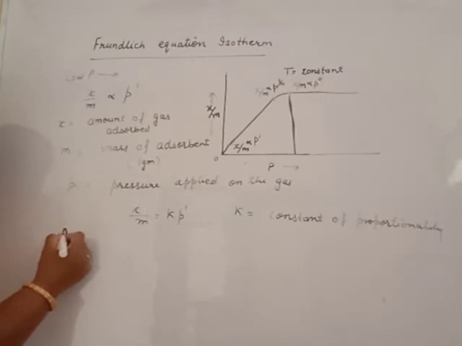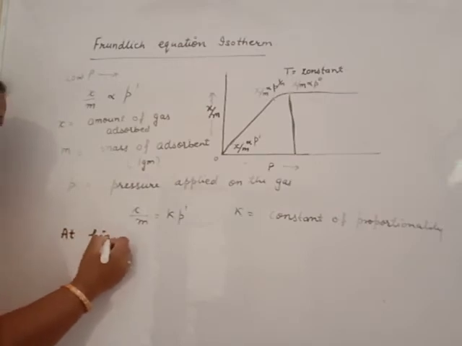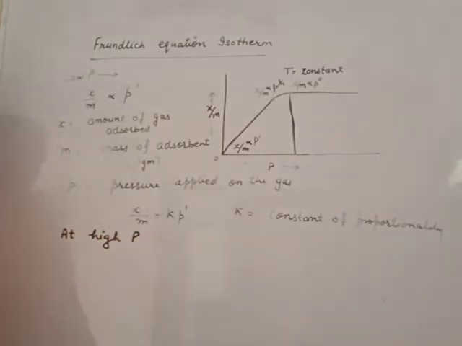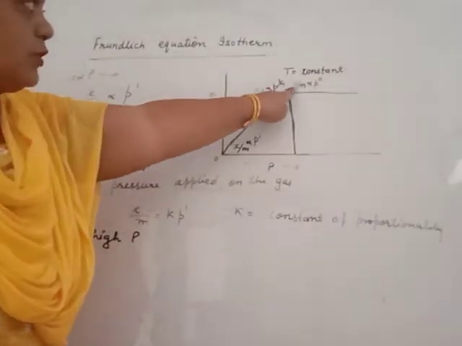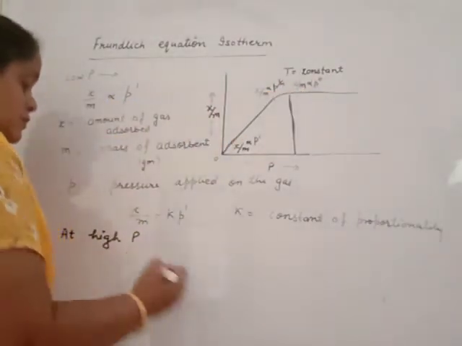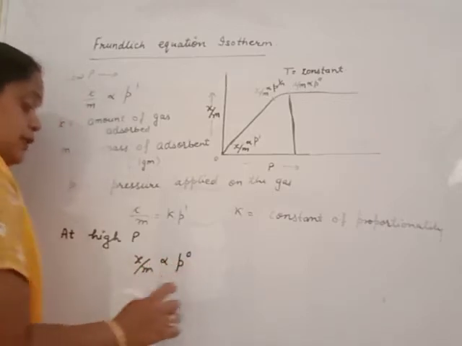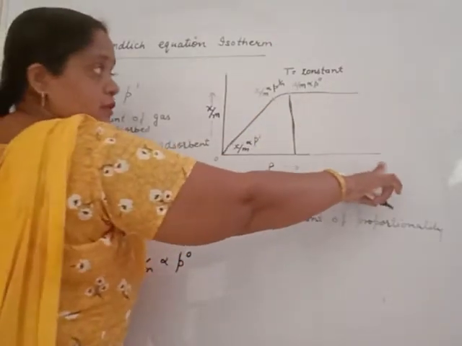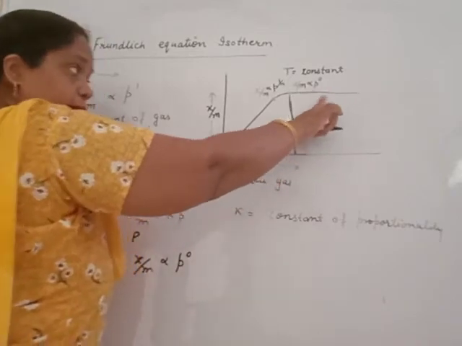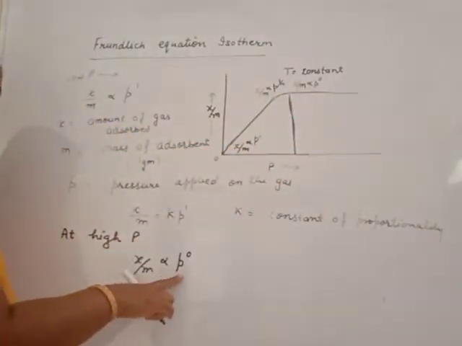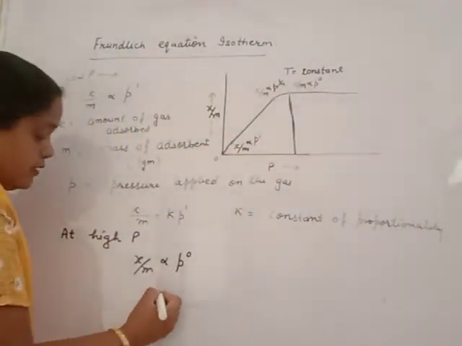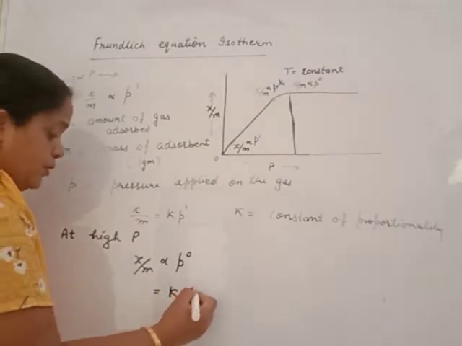At very high pressure, the rate of adsorption does not depend upon pressure. If we increase the pressure, the rate of adsorption remains the same. That means it does not depend upon the pressure applied. This is x by m equals K P to the power 0.